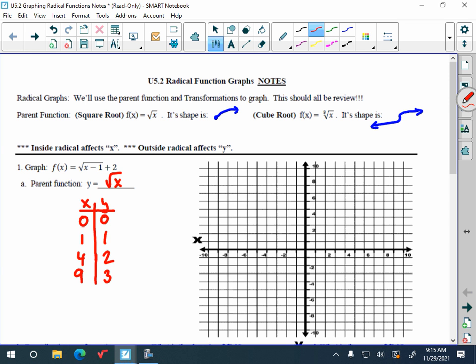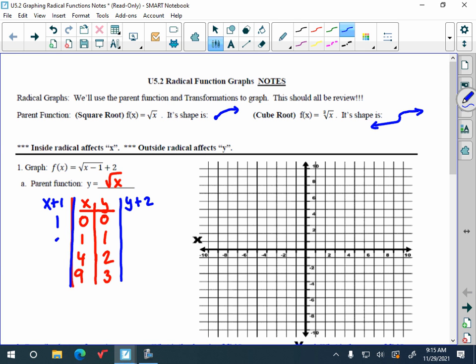All right, so then we can apply the transformation to these values. Remember, everything on the inside affects the x values, and it does the opposite of what it shows. It says x minus 1, so we do the opposite. We're going to add 1 to all the x's. Now everything on the outside affects the y, and it does exactly what it shows. It says to add 2, so we're going to add 2 to all the y values. So we take each x value, add 1, and take each y value, add 2.